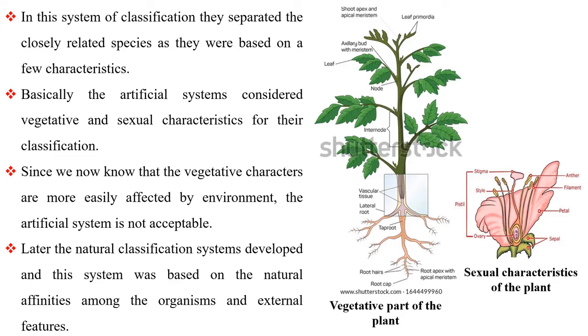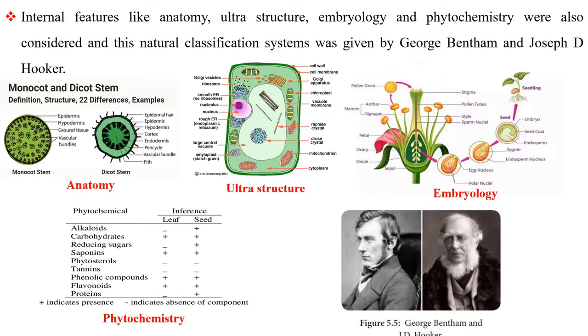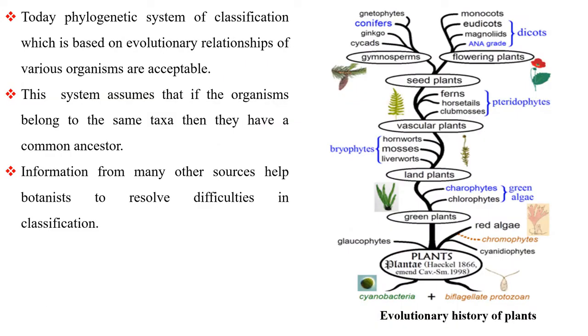Later, the natural classification systems developed, and this system was based on the natural affinities among the organisms and external features. Internal features like anatomy, ultrastructure, embryology, and phytochemistry were also considered, and this natural classification system was given by George Bentham and Joseph D. Hooker. Today, phylogenetic system of classification, which is based on evolutionary relationships of various organisms, is acceptable. This system assumes that if the organisms belong to the same taxa, then they have a common ancestor.